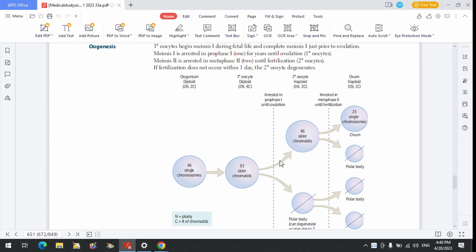Okay. So it is arrested at prophase 1 until ovulation. So once this individual gets to puberty and the person can now undergo menstruation and all those things, that is when you now have eventual formation of a secondary oocyte. So at ovulation, that is when you have completion of meiosis 1, which is division into a secondary oocyte with 46 sister chromatids and a polar body that degenerates.